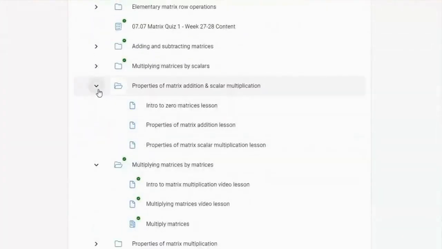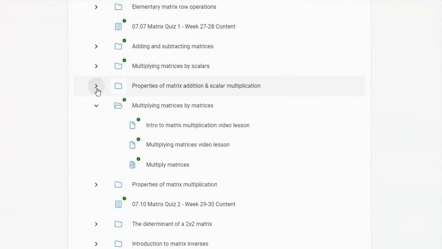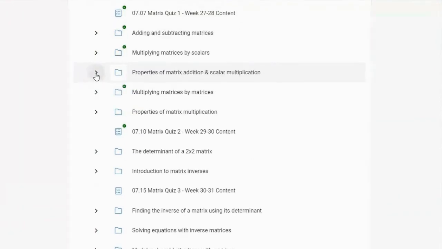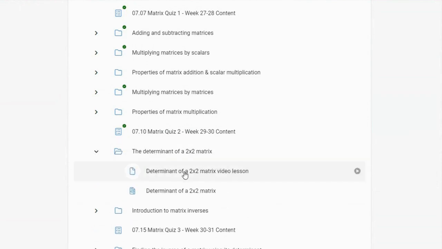See, we can close the addition and scalar multiplication. We can close multiplying matrices by matrices. Quiz 2 is what we did last week, so we start right after that. So we have quiz 2. This week we have these 2 folders and quiz 3. So it's a nice way to figure out where we're at on this, since I don't have everything with numbers on it this time. So determinant. There we go. We have our video lesson and our assignment right there. So let's take a look at the video lessons.